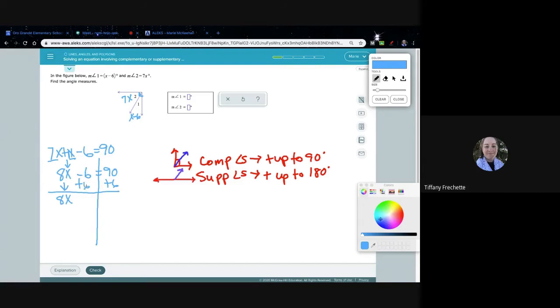I'm going to subtract, and I get 0, which is what we wanted to happen. 90 plus 6, we get 96. And now our last step is to divide by 8 on both sides, because 8 divided by 8 gets me 1. That's what I want to happen, so x drops down by itself. So now I need to do 96 divided by 8.